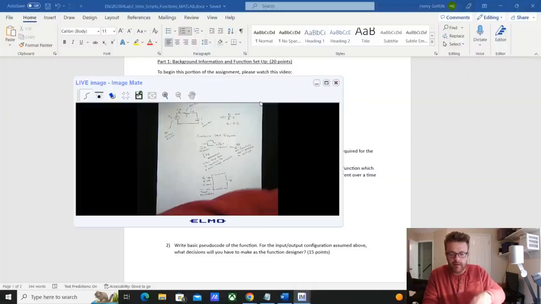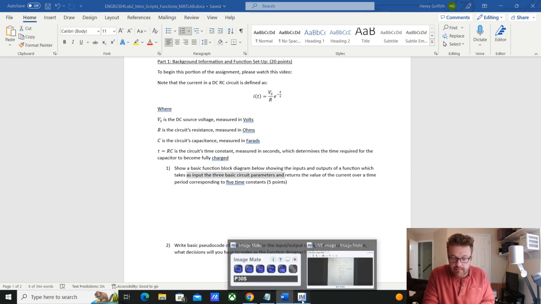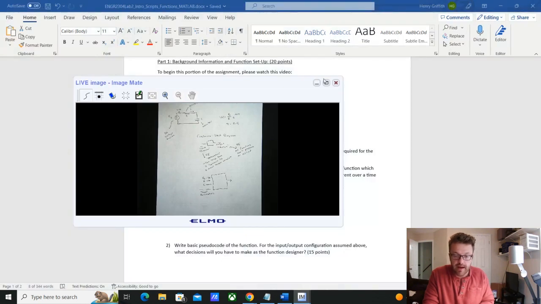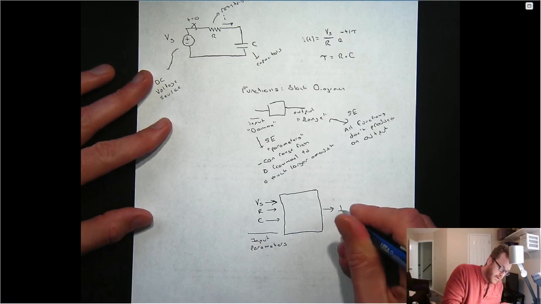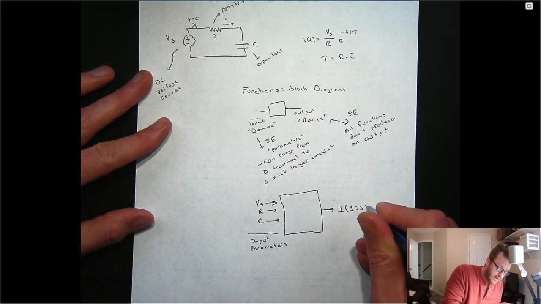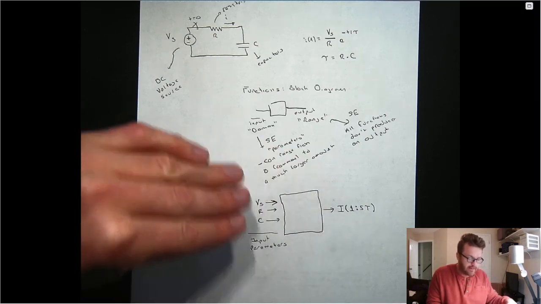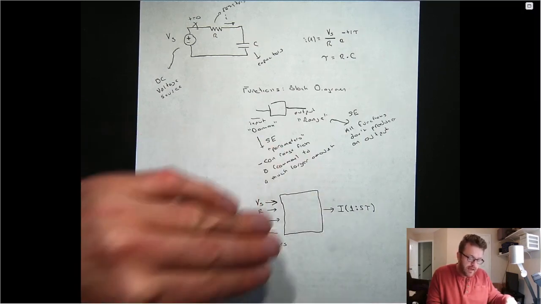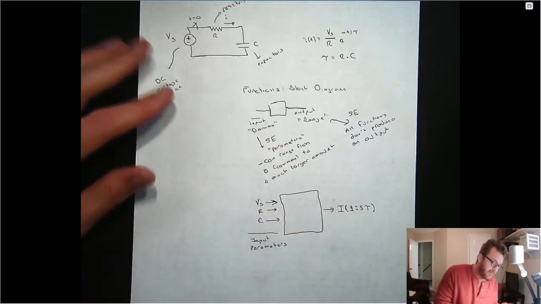And if you go back and read in the Word document, what we're trying to do is take as input the 3 basic circuit parameters and return the value of the current over a time period of 5 time constants. So we want to produce the current here, and it wants to be over a time period. I'm just going to write 0 to 5 tau, and you can use whatever notation makes sense to you. But here, when I look at this, I say, I want to write a function that takes these 3 values as inputs, which are all scalars, and produces a vector that is the output of the current for the first 5 time constants.